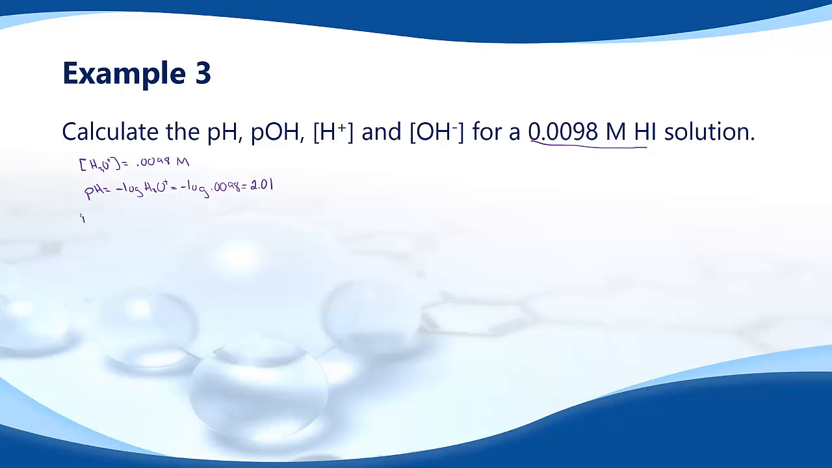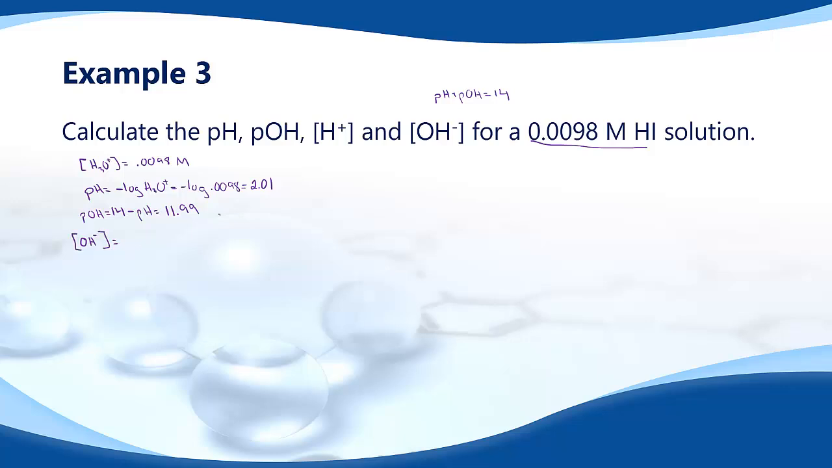Once I know that, I can find pOH. Now, again, I can do it using OH minus concentration, or I know that pH plus pOH equals 14, right? So I remember that pH plus pOH is 14. So I'm going to get 14 minus pH. All right, so 14 minus 2.01 is 11.99. So that's my pOH. Then finally, I can find my hydroxide concentration.